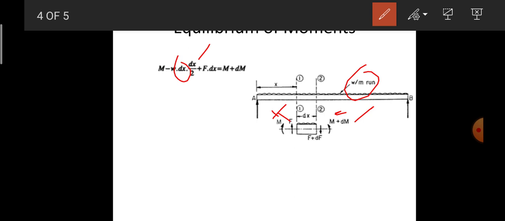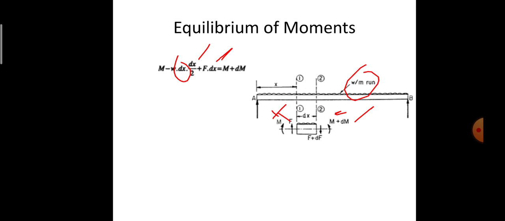Therefore w into dx by 2 is the moment due to the load acting over the distance dx. Apart from that, we have the shear force acting at the distance dx, which is taken as F into dx. Since it is in the clockwise direction, I have considered it as positive. After simplifying all this, I will get the equation F into dx is equal to dM. So F is equal to dM by dx.